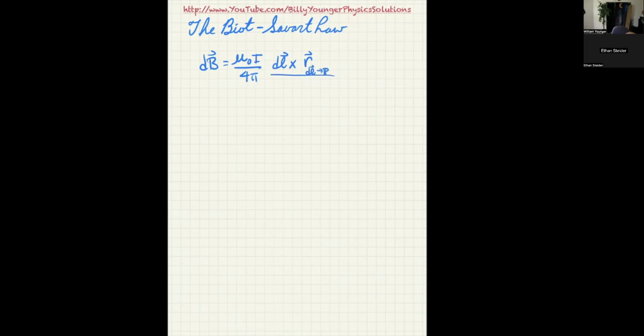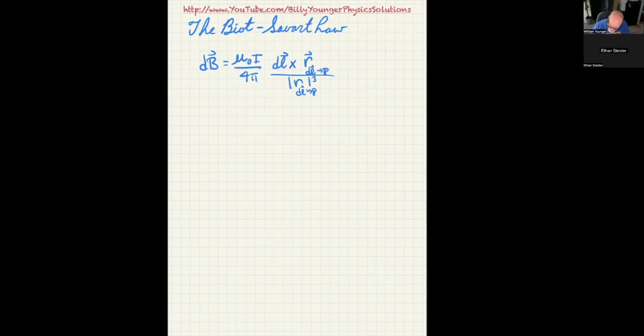And then all that's got to be divided by that R vector from dl to P, magnitude cubed. Now, it would be a 1 over r squared law, but what you really want for that r on top is a unit vector. And to make a unit vector, you take a regular vector and divide it by its magnitude. So that's why I have a 3 down there instead of a 2.